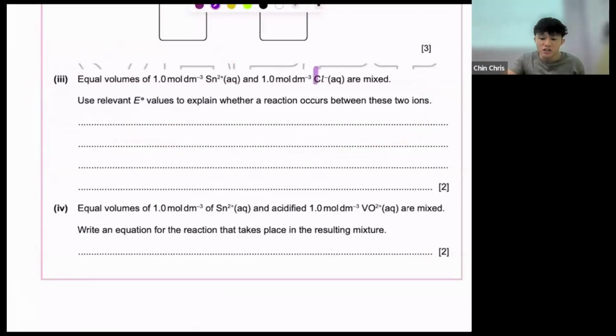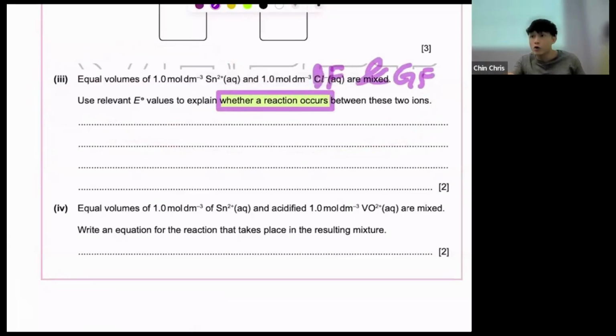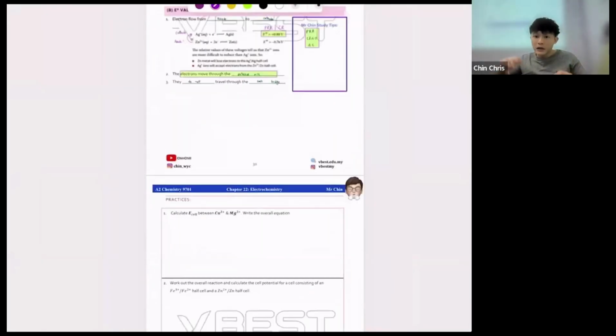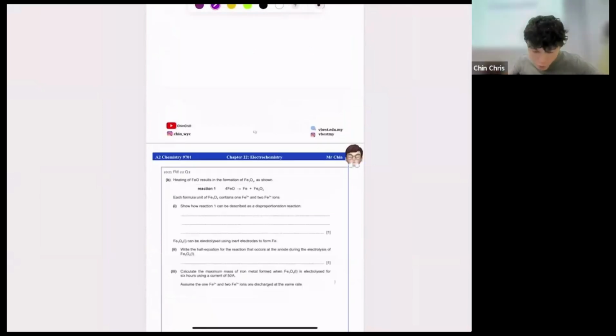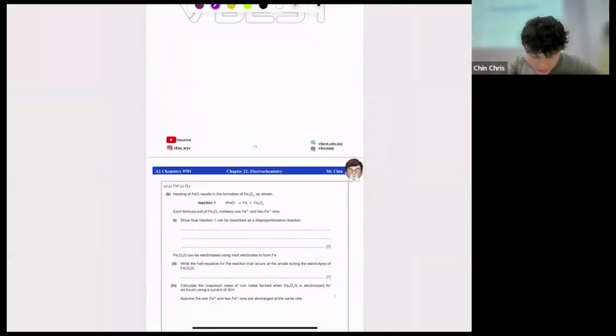All right, guys, let me tell you, this is a boyfriend and girlfriend. You see, whether a reaction will occur, the question itself also doesn't know. Okay, guys, I want you to look at more questions. Look at the board, look at my screen. You don't need to do anything, just look at the screen.